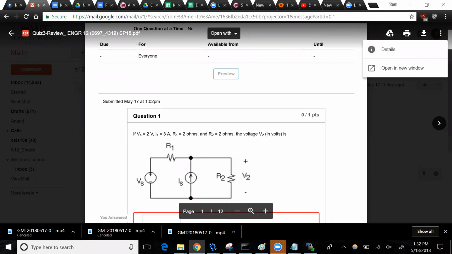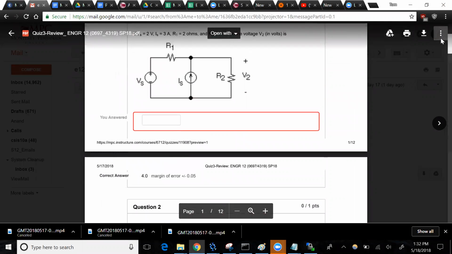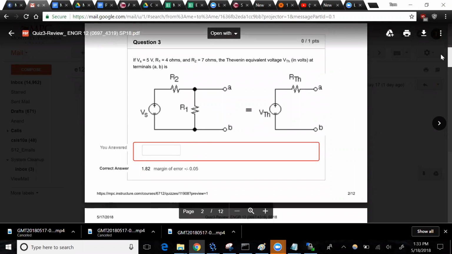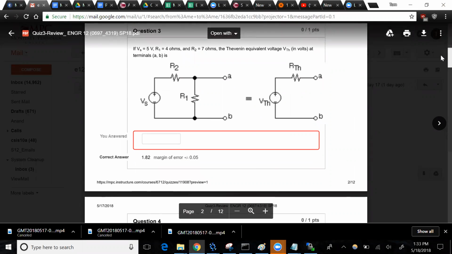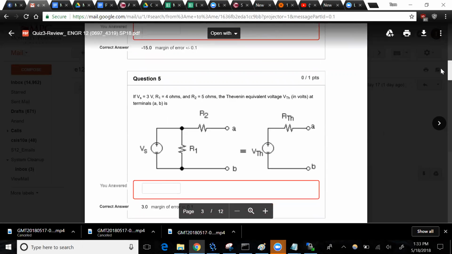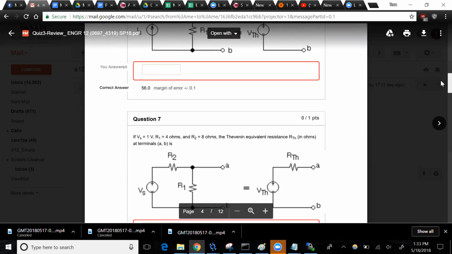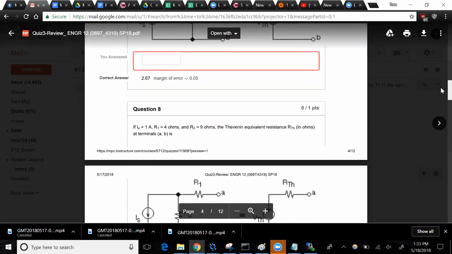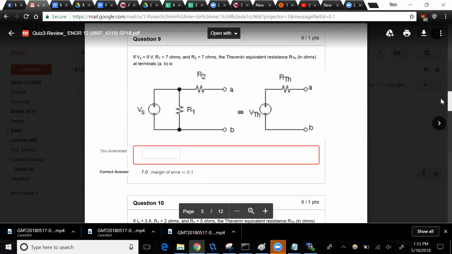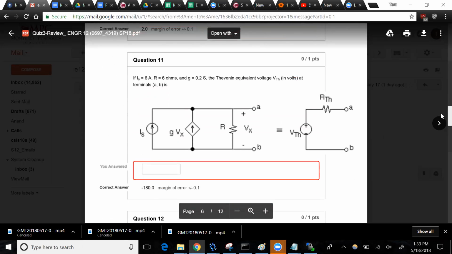For quiz 3, oops. Right, question 1 is 4. 2 is 1.5. 3 is 1.82. 4 is minus 15. 5 is 3. 6 is 56. 7 is 2.67. 8 is 13. 9 is 7. 10 is 2. 11 is minus 180.